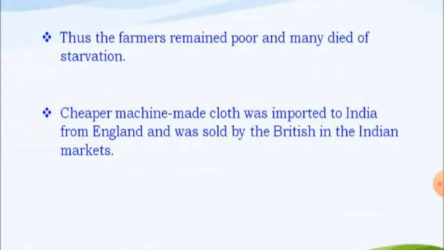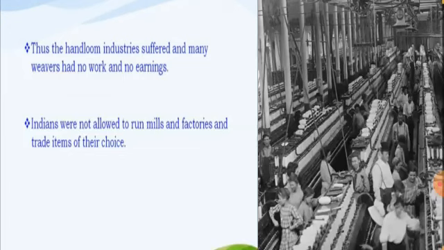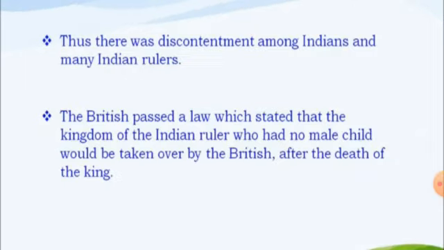Cheaper machine-made cloth was imported to India from England and was sold by the British in the Indian markets. Thus, the handloom industries suffered, and many weavers had no work and no earnings. Indians were not, my dear students, allowed to run mills and factories and trade items of their choice. Thus, there was discontentment among Indians and many Indian rulers.